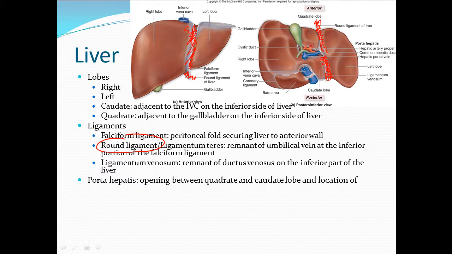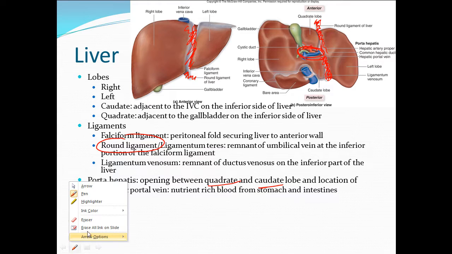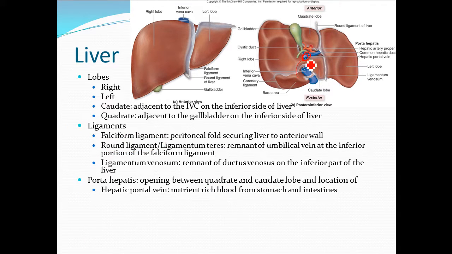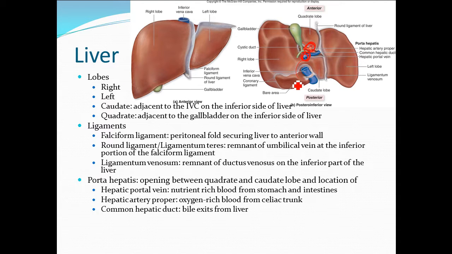There's something called the porta hepatis. And this is an opening between the quadrate lobe and the caudate lobe. If you look at this, it's just this opening over here. And this opening allows these blood vessels to go through, and also the common bile duct over here. So here, if you look at it, you have the hepatic portal vein, you have the hepatic artery proper, and you have the common hepatic duct here.